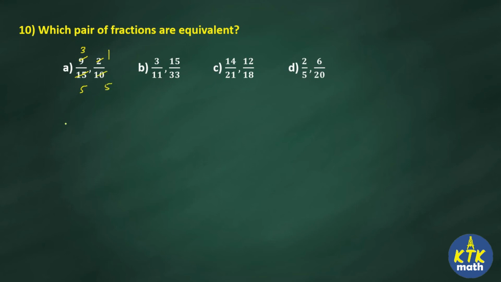So in your option A, what are the numbers you are getting? 3 by 5 and 1 by 5. So they are not equal. Next option B, you can check 3 by 11, I cannot cancel. 15 and 33 I can cancel in the 3 table. How many times? 5 times. And here 11 times. So in this case also you have 3 by 11 and 5 by 11. So option B is also not your answer. Next 14 by 21. Shall I cancel in the 7 table? What you will get? 2 by 3. Then 12 and 16 I can cancel in the 6 table. You will get 2 by 3. Therefore your answer for the 10th question is option C.